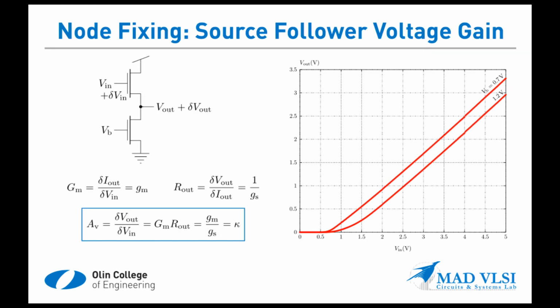So by node fixing, the voltage gain of our source follower should be the product of these two things. So GM times R out. Well, GM over GS at all current levels is kappa. And of course, kappa is what we found via large signal analysis. So that doesn't prove anything other than that in this particular case it happens to work out that way.